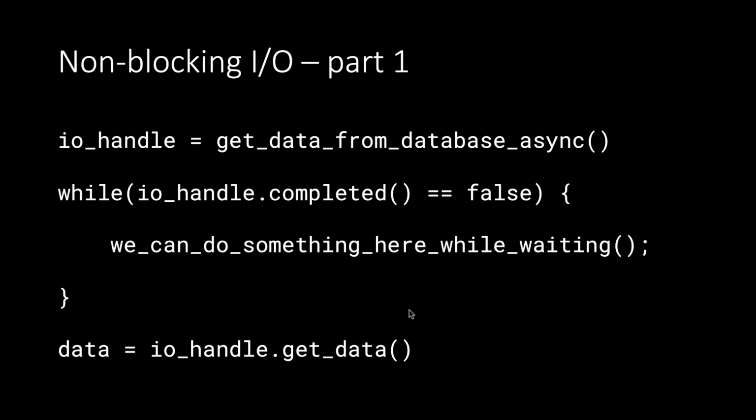Basically, asynchronous input-output allows us to do something in the same thread while waiting for the result. So during such an input-output operation, the thread doesn't get blocked. While we are waiting for the result, we can still do something on the CPU.